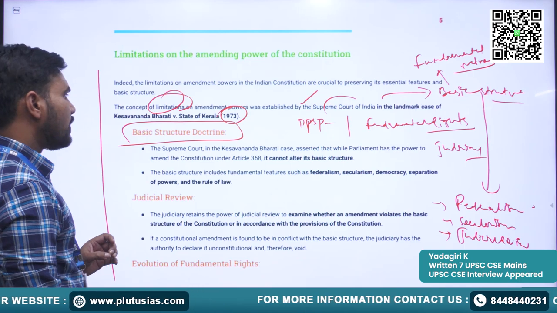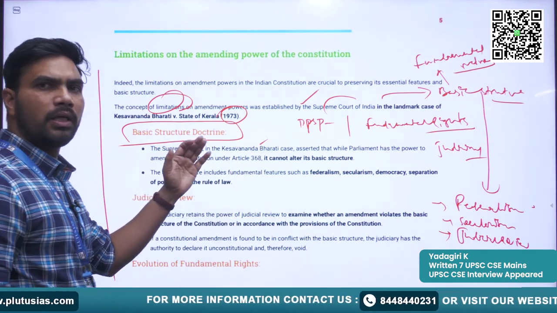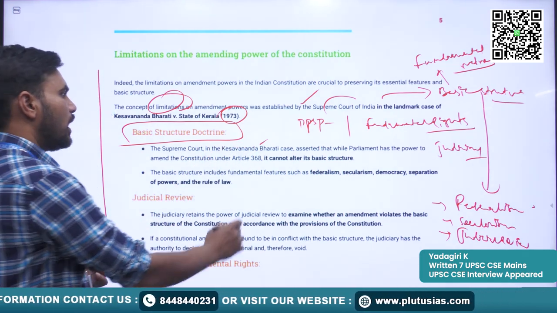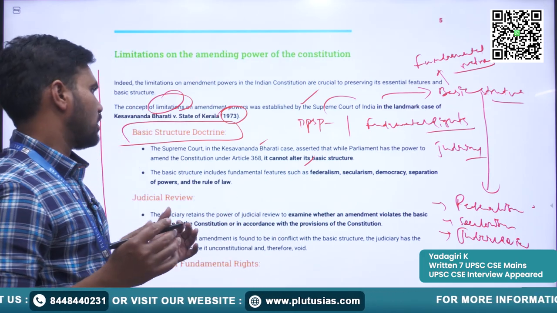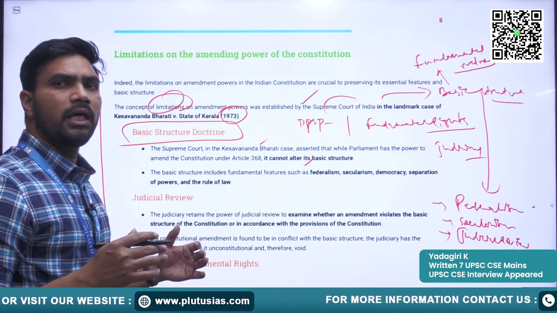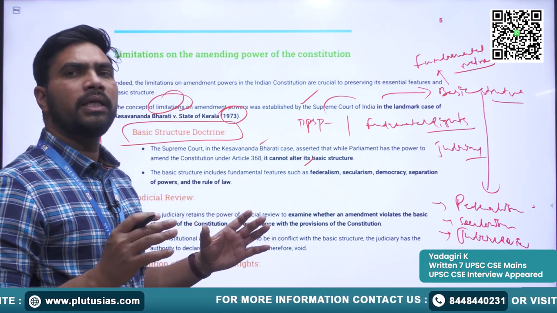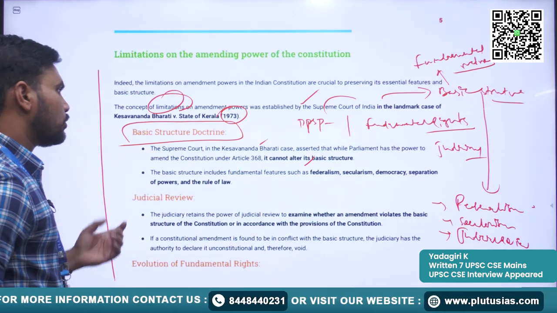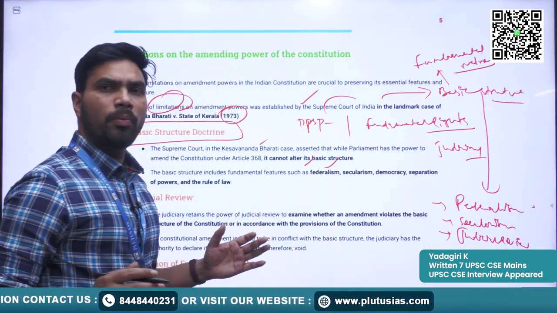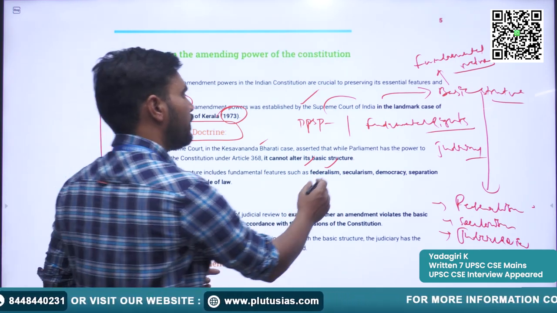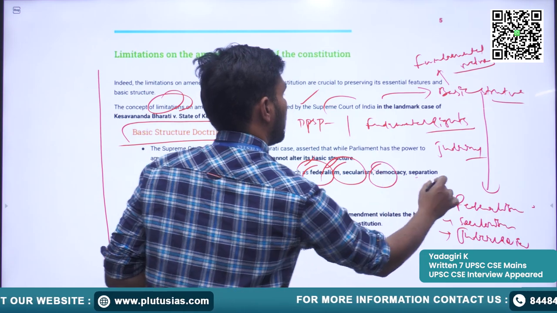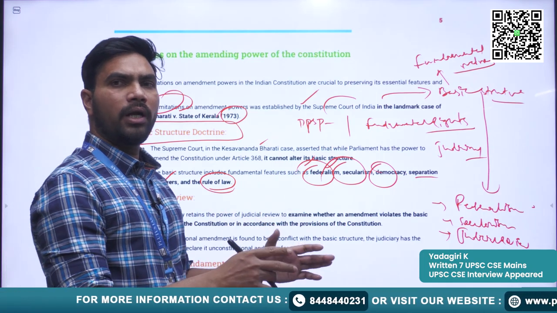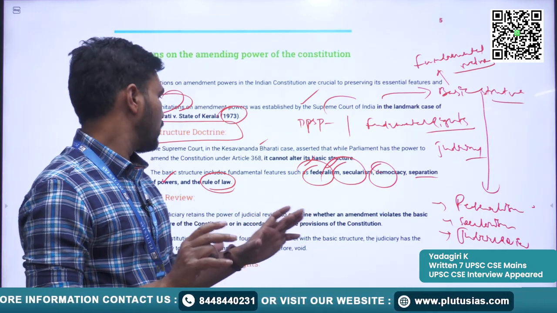So basically, the Supreme Court in the Keshavananda Bharati case has brought in this doctrine, basic structure doctrine. So it contains the amending power of the constitution, saying that the parliament can do amendments, but it should not alter the basic structure of the constitution, right? So basically, the fundamental features incorporated through subsequent judgments are like federalism, secularism, democracy, separation of powers, and the rule of law. So all these aspects incorporate the basic structure of the doctrine.